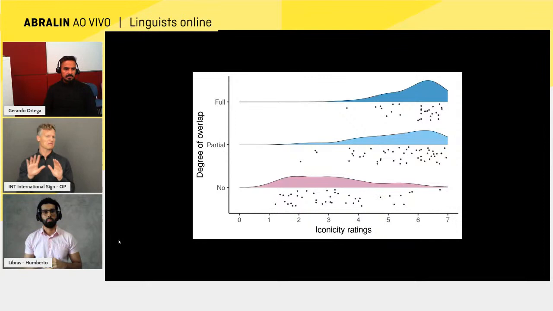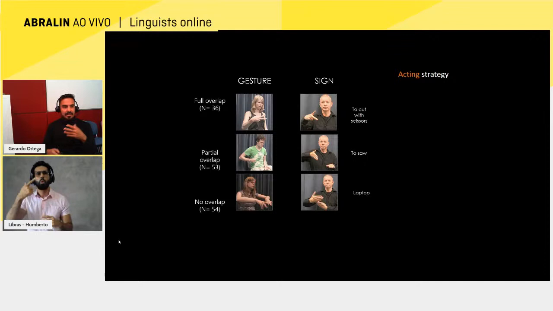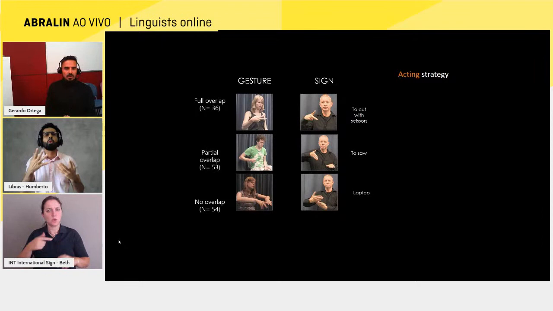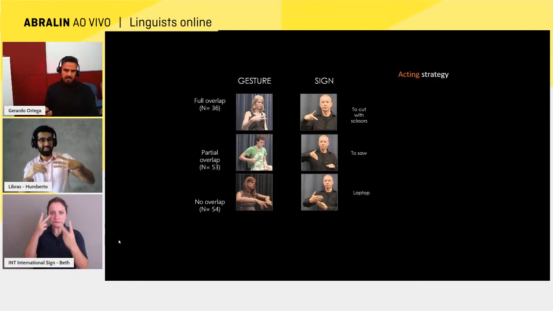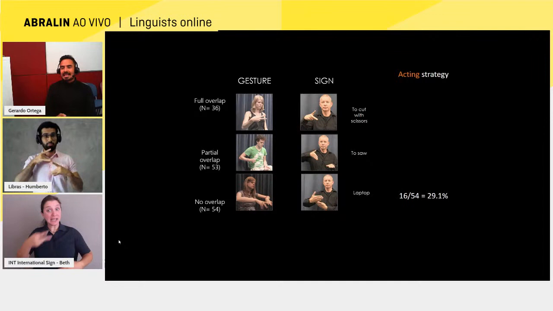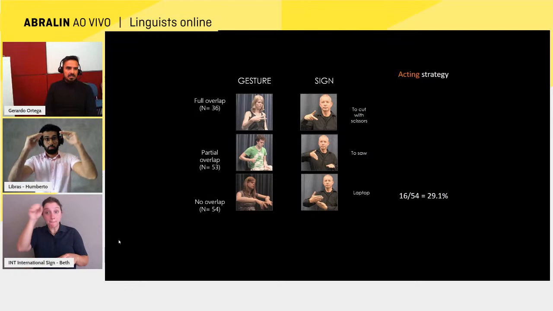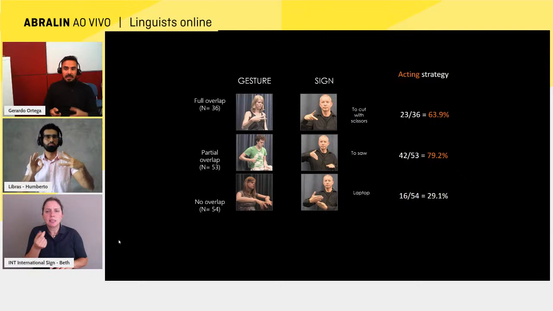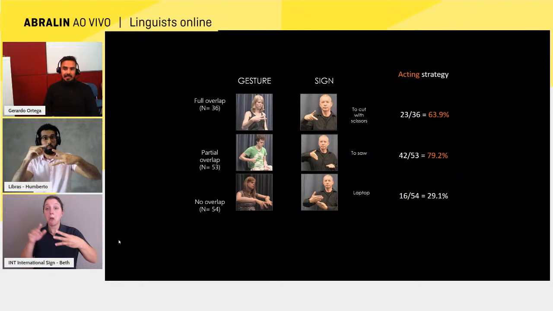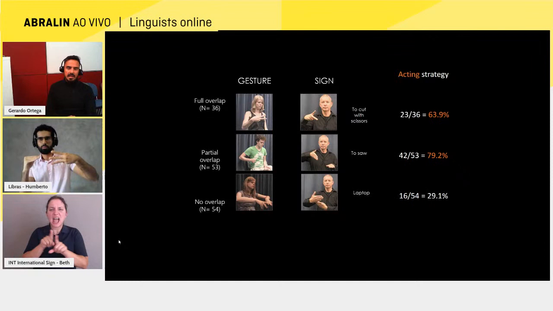An additional analysis that we carried out after we published these studies is that we really wanted to know what type of iconicity was prevalent in our three conditions. We focused in particular on the acting strategy, where the body represents the body. We found that in the condition where there was no overlap, only 29% of our items had this acting strategy. In contrast, signs that have full and partial overlap have significantly more, with between 63 and 79% of the signs having the body represent the body.